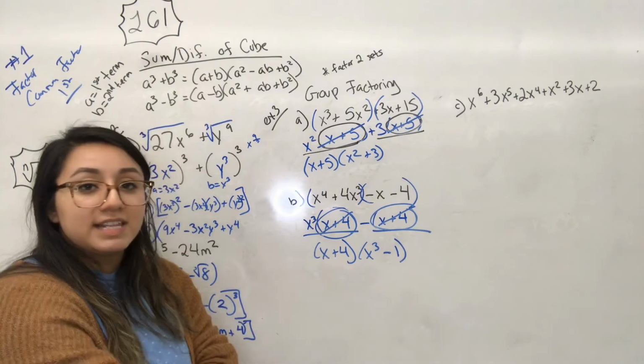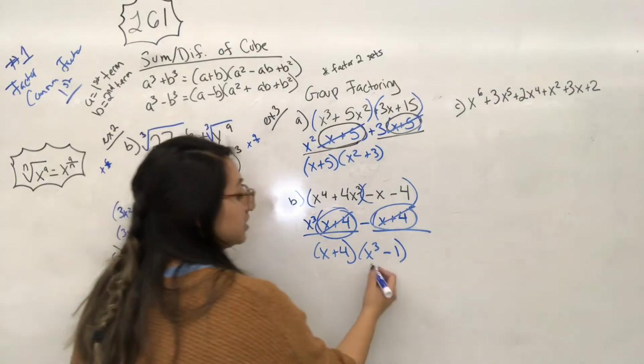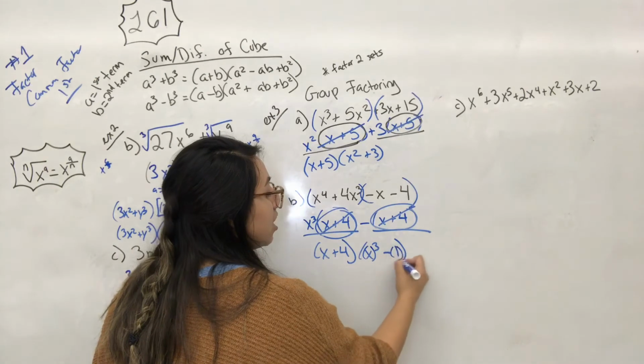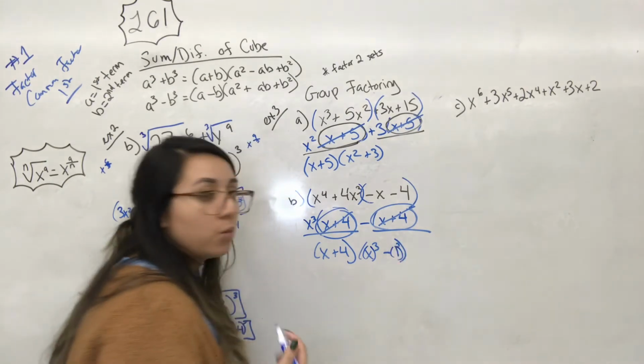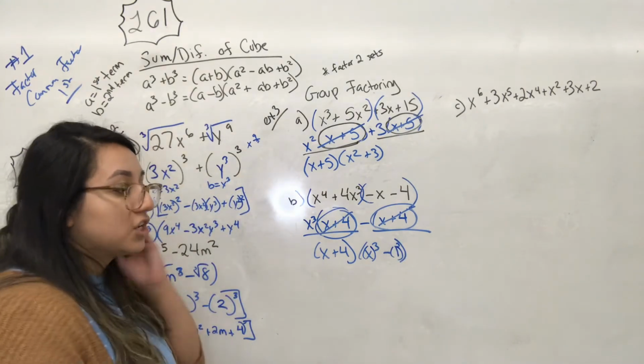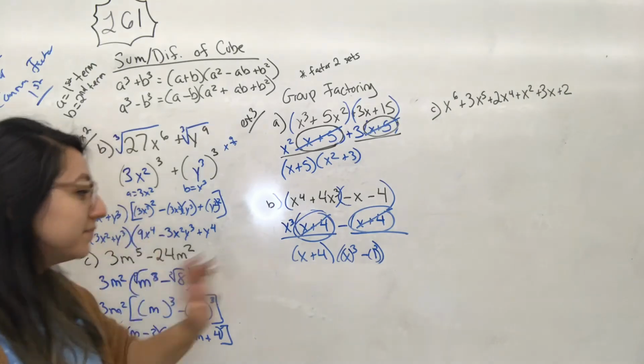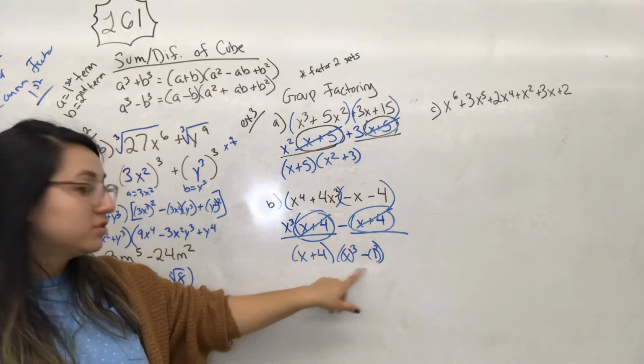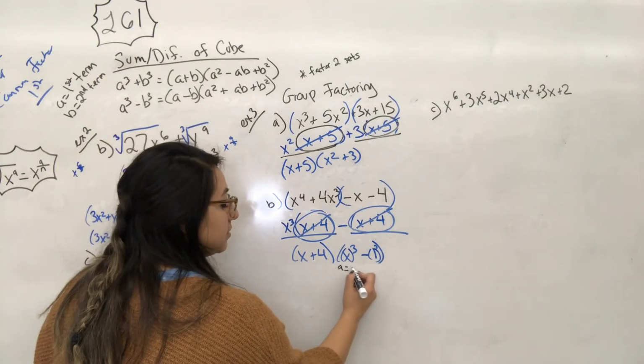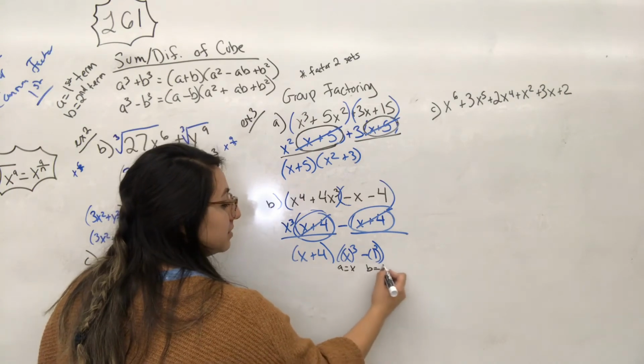X cubed minus 1, that is a difference of 2 cubes, but in this case, they are in terms of cube. 1 cubed, you can take the cube root of 1. What times what gives you 1? Here, we take the cube root of each one. Your first term is equal to x, your second term is equal to 1.